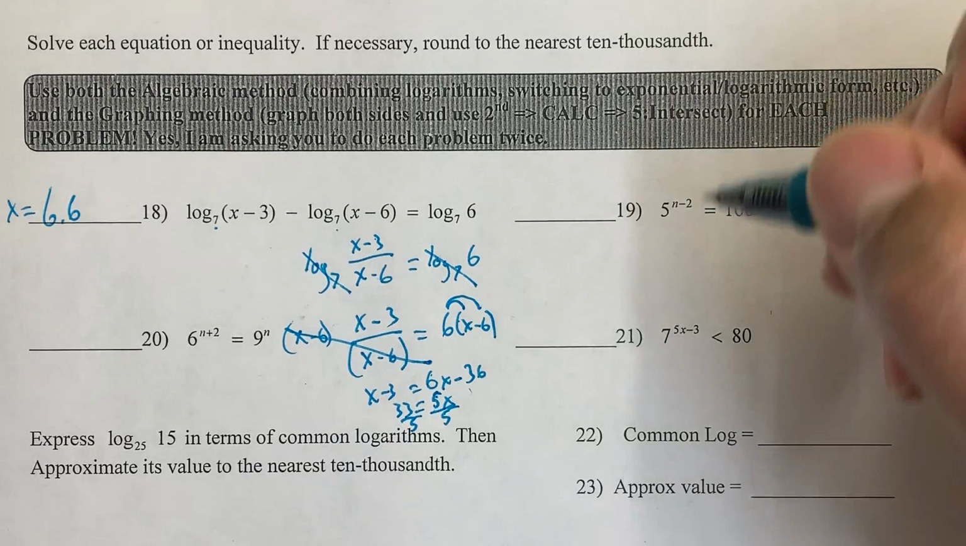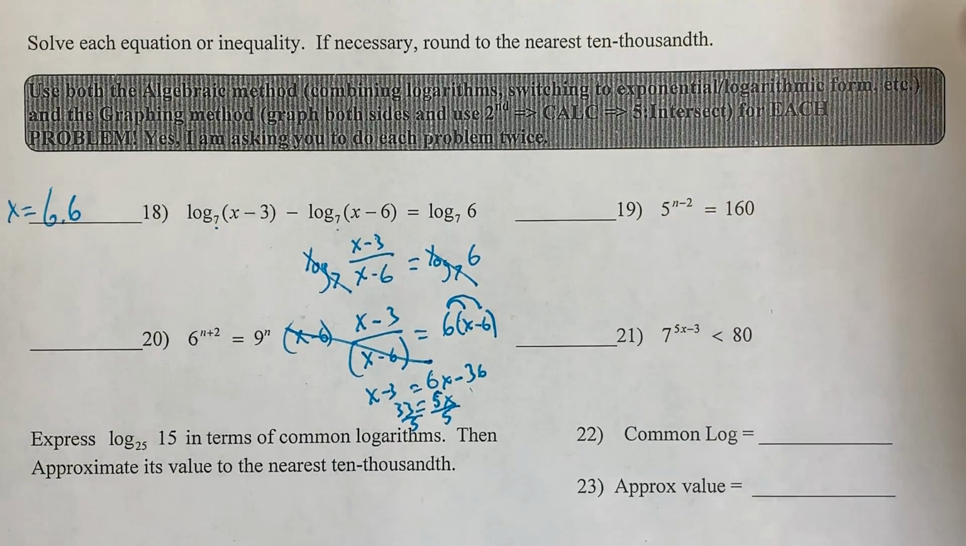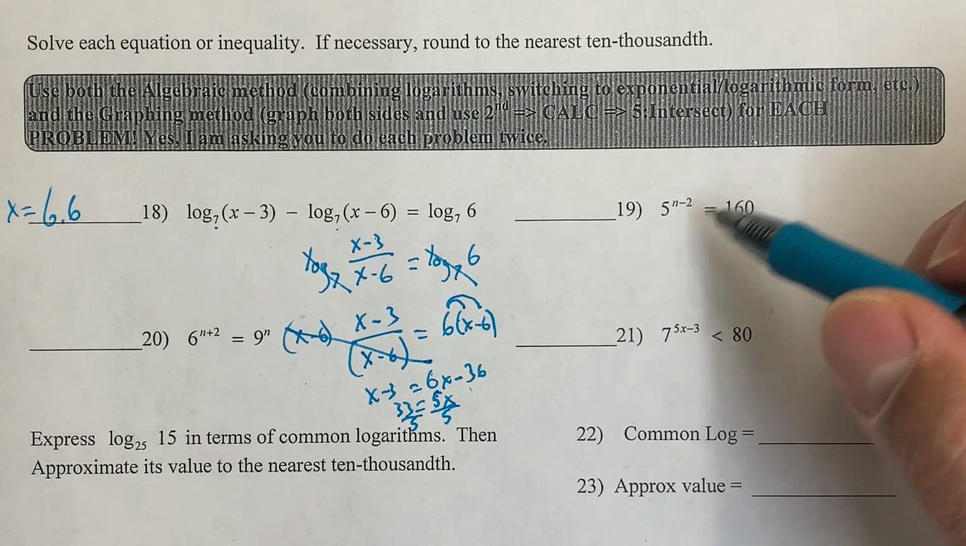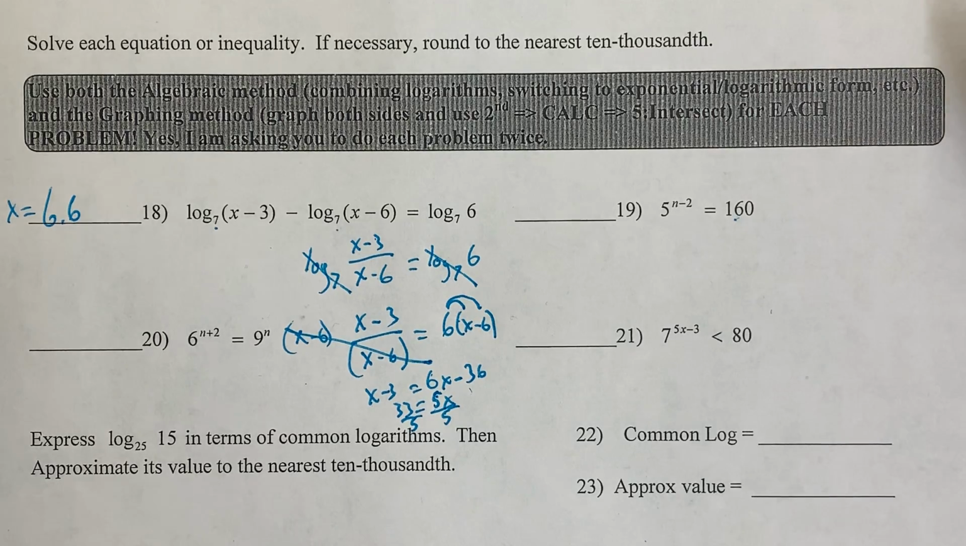Now, I've got 5 to the n minus 2 equals 160. Again, Section 7.2 problems like what are on the front, those are the problems where you can make them both have the same base. But there's no way I'm going to rewrite 160 as 5 to some power. It's not a power of 5. So I can't do that.